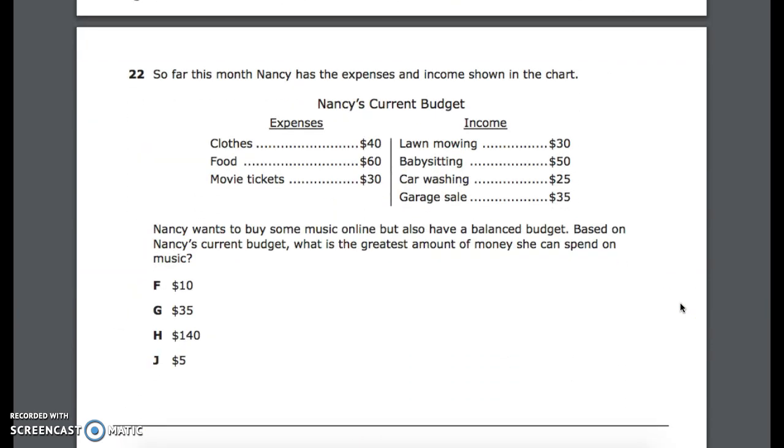Number 22. So far this month, Nancy has the expenses and income shown in this chart. Nancy's current budget. Expenses: clothes, food, movie tickets. Income: lawn mowing, babysitting, car washing, garage sale. Nancy wants to buy some music online, but also have a balanced budget. Based on Nancy's current budget, what's the greatest amount of money she can spend on music?